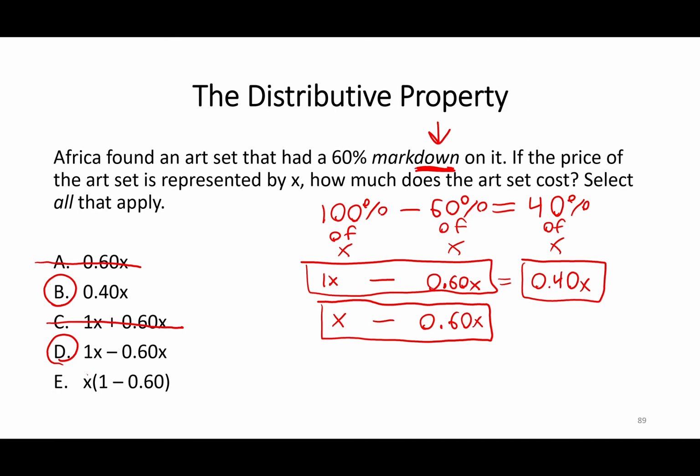And let's check that last one. If I distribute x times 1 and x times negative 0.6, oh shoot, sorry. Okay, x times 1 is going to be 1x minus x times 0.60, 0.60x. Well, that looks exactly like what I'd already written down. So E is also correct. Moving on.